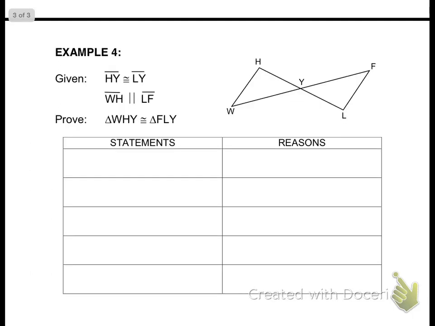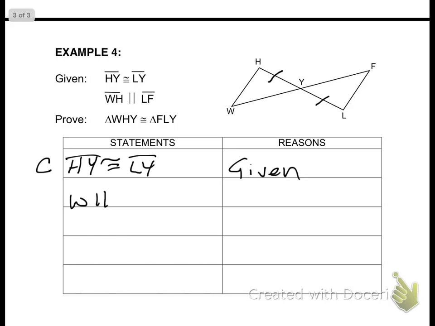Now our fourth example on 9-3. First, given that HY is congruent to LY, so that's already a congruency statement. Okay, and that's given. Then we have that WH is parallel to LF.